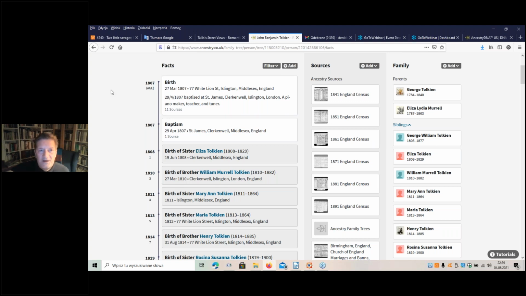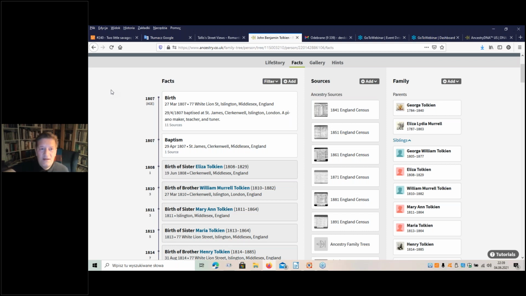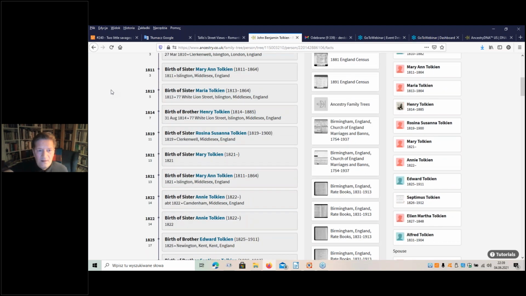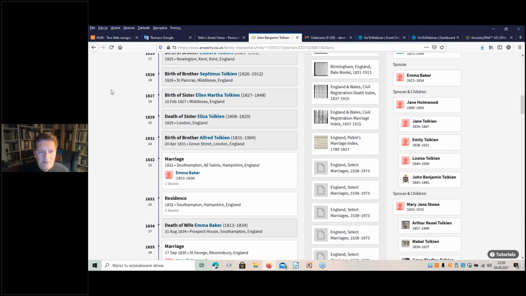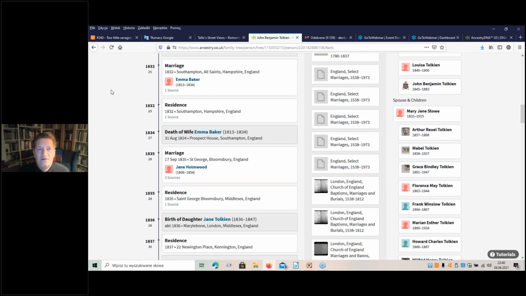So J.R. Tolkien's grandfather was born in London, and he was baptized officially in the Anglican Church, but his family belonged with Calvinist Methodists, which later changed into some kind of Congregationalists. And you can see here his marriage. He was 25. This is my discovery, that he had in his life 3 wives. The first was Emma Baker, and they got married in Southampton, but she died very soon in 1834. And the second marriage with Jane Holmwood in London, in Bloomsbury, was when he was 28.